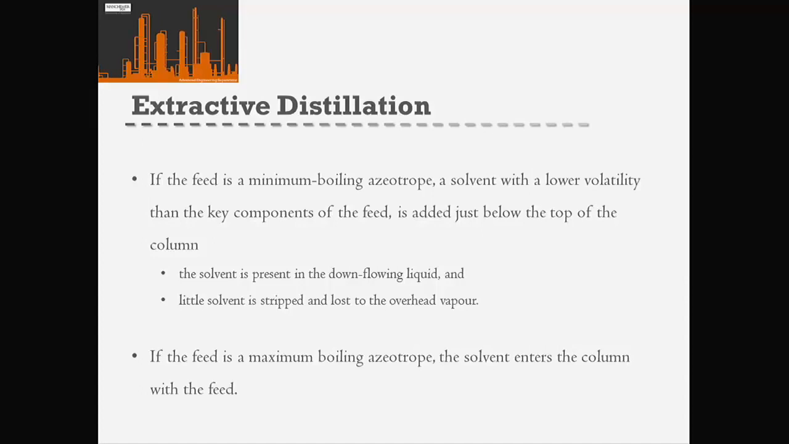And if it's a maximum boiling azeotrope we have, essentially we do the same, we still want the same qualities in that solvent, generally something with a very high boiling point, but we would generally add that in with the feed rather than the top of our column. Okay?